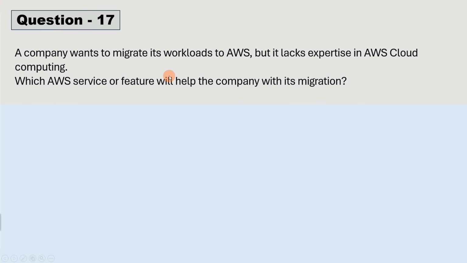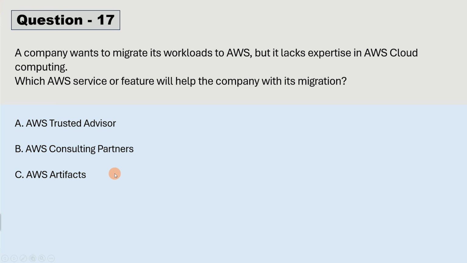Now question number 17. A company wants to migrate its workload to AWS, but it lacks expertise in AWS cloud computing. Which AWS service or feature will help the company with its migration? Here are the options. AWS Trusted Advisor. Option B, AWS Consulting Partners. Option C, AWS Artifact. Option D, AWS Managed Services.